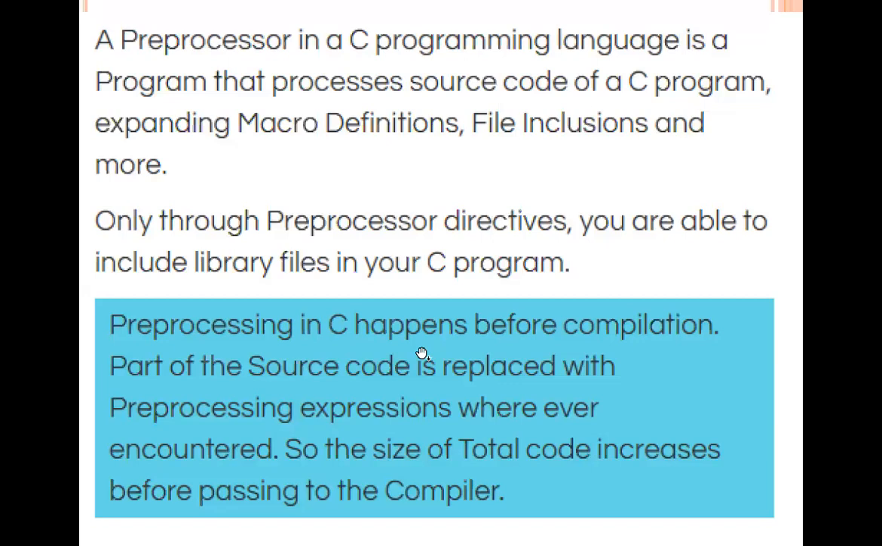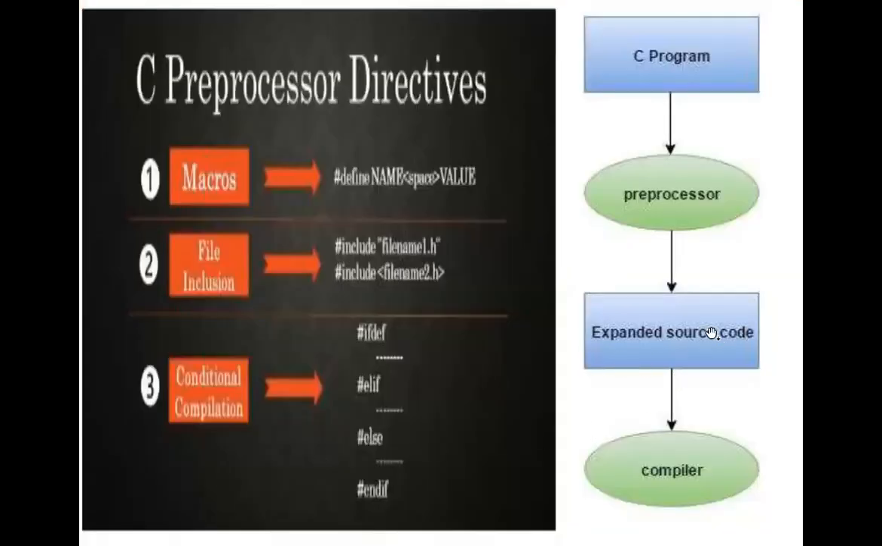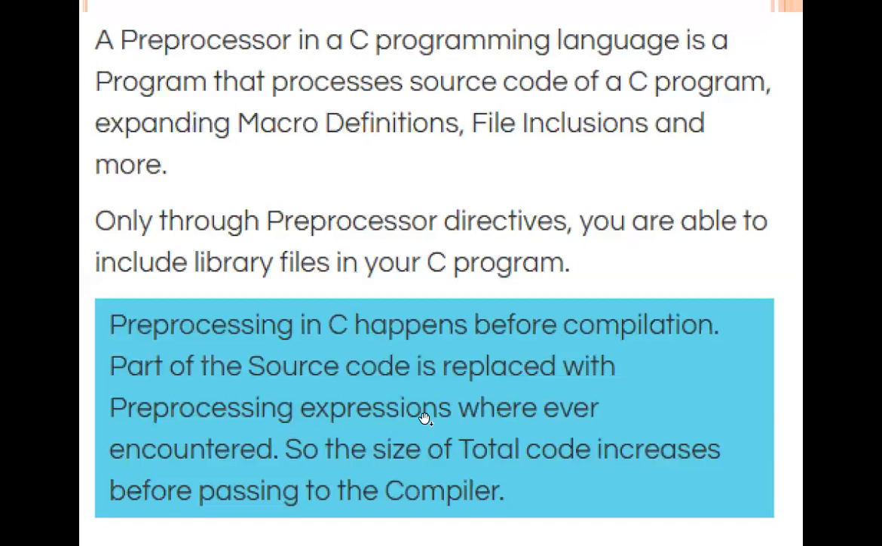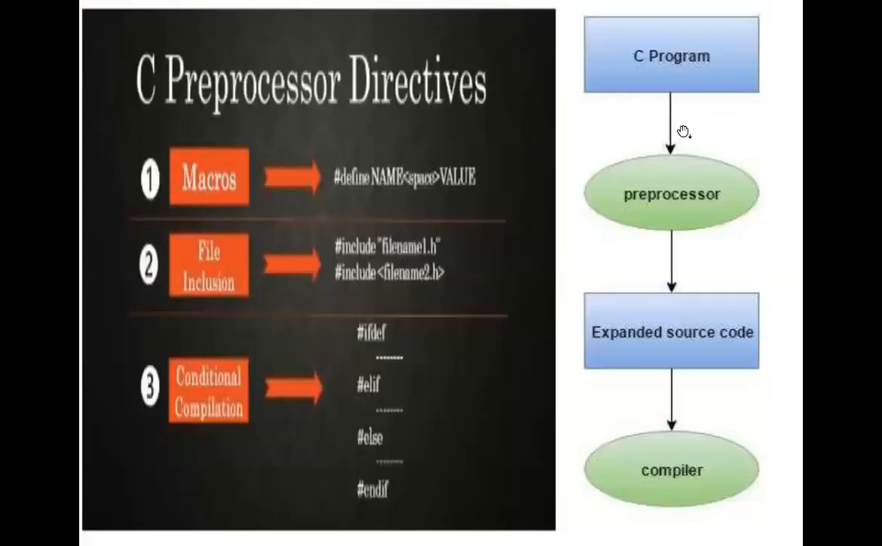Preprocessing in C happens before compilation, and a part of the source code is replaced with the preprocessing expressions whenever it is encountered. So your preprocessor basically expands your source code. That's the main thing. The total size of your code increases before it is passed to the compiler. The number of lines you write here might differ from the number of lines in the extended code, which will be increased. It will not be the same. That is the purpose of your preprocessor.